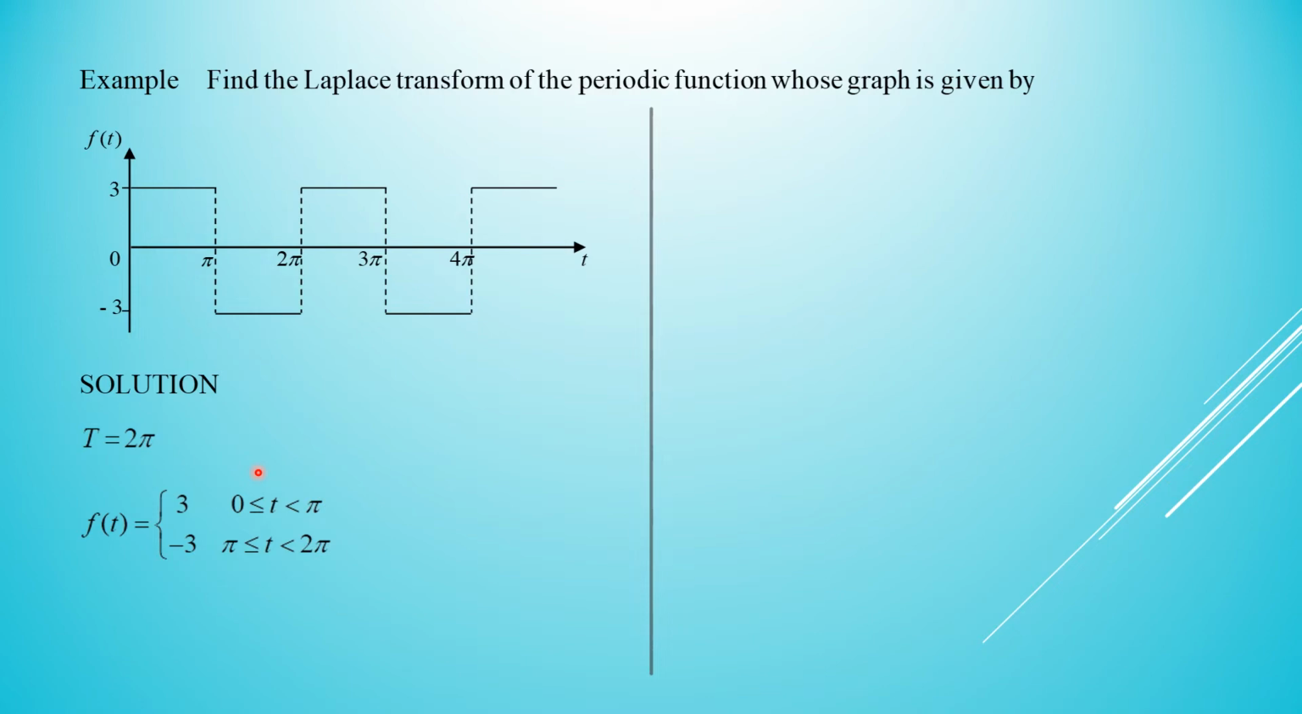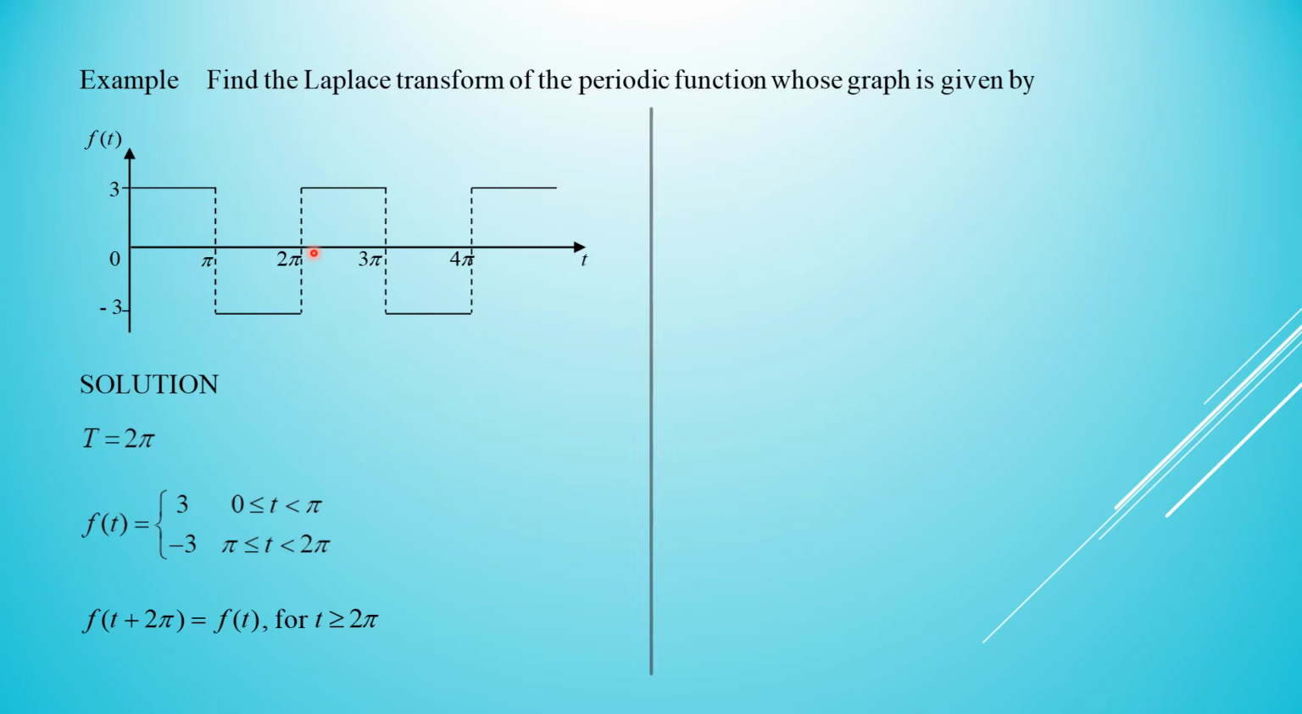indicate that the function f of t is repeating itself after every 2 pi units. So we need to write down the following statement. We say that f of t plus 2 pi is equal to f of t for t larger than or equal to 2 pi. Okay, so the function f of t repeats itself after every 2 pi units, starting from the point t equals 2 pi.